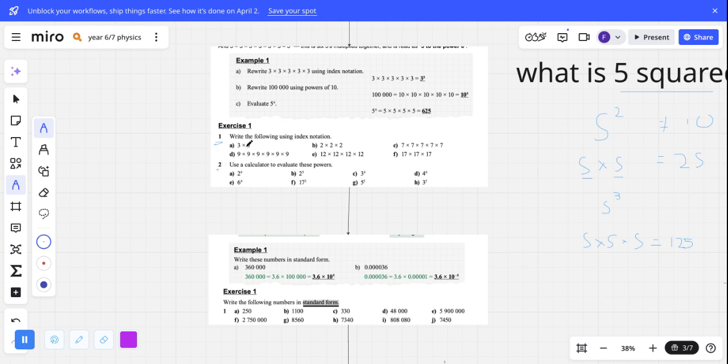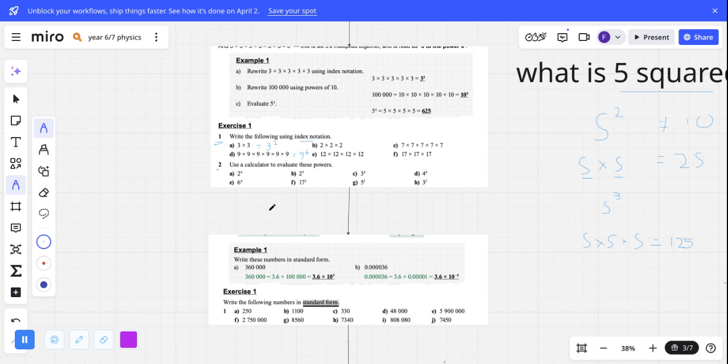So 3 times 3, it doesn't mean the answer is 9, because it says write the following using index notation. So 3 times 3 we would write as 3 to the power of 2, or 3 squared. This one, D, I'm going to do D. 9 times 9 times 9 times 9 times 9 times 9. What's that equal to? As index notation is 9 to the power of 1, 2, 3, 4, 5, 6 nines. 9 to the power of 6.